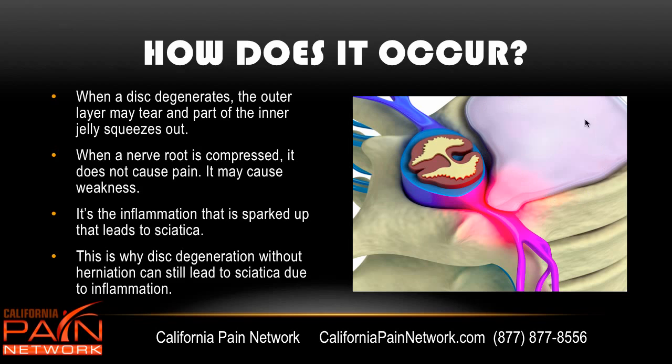So here you have a disc, and it's akin to a jelly donut. You have a gelatinous inner portion and a harder outer portion. If that tears, the inner jelly can squeeze out and can pinch an adjacent nerve root. This does not in itself cause pain, but it's the inflammation that sparks up that can cause sciatica pain to shoot down the nerve root. It can also cause weakness. For instance, it can cause difficulty with lifting up your foot if the L5 nerve root is pinched.